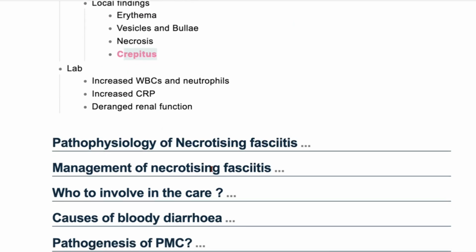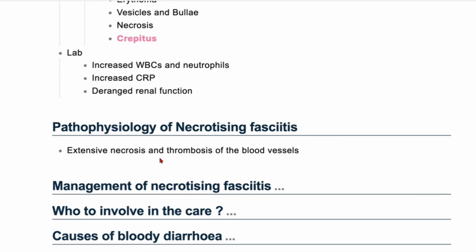What's the pathophysiology of necrotizing fasciitis? So the pathophysiology is that you get typically necrosis of the underlying soft tissues that then help form microthrombi that can again fire off into the endothelium of distant vessels, causing widespread necrosis. So that's right. What's the management of necrotizing fasciitis?